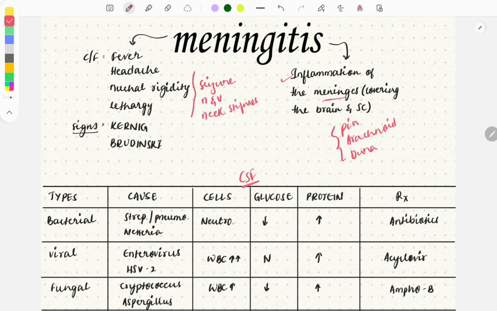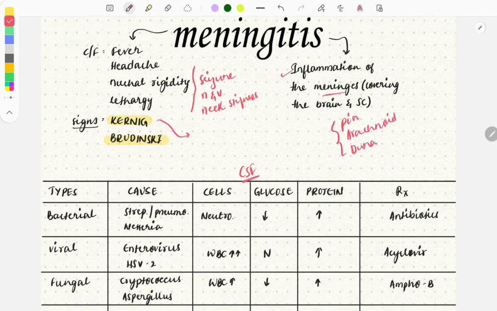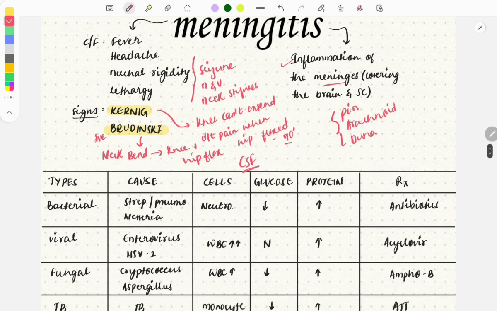There are two important signs seen in meningitis, that is the Kernig sign and the Brudzinski sign. The Kernig sign states that whenever you flex the hip at 90 degrees, there will be pain, and due to the pain you cannot extend the knee. Likewise the Brudzinski sign is said to be positive when the neck is bent, then the knee and hip flex. So when you see this, you will call it the Brudzinski sign positive.